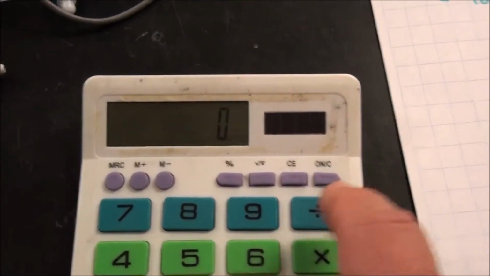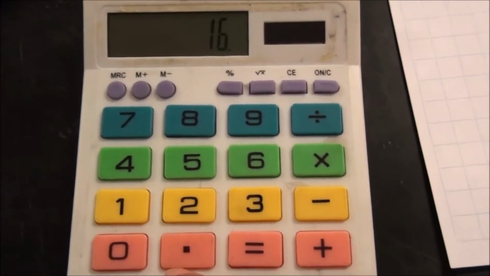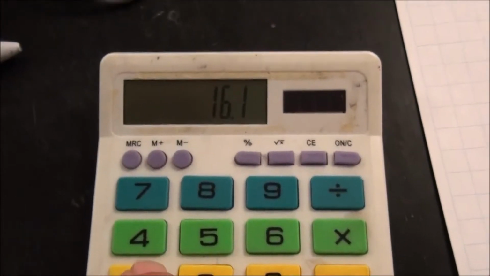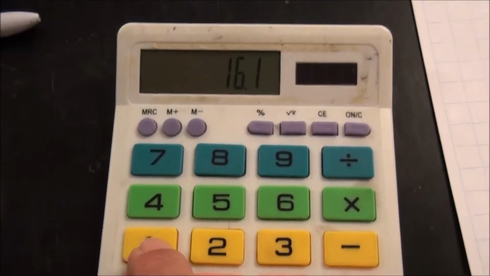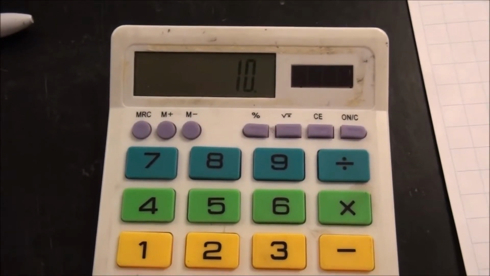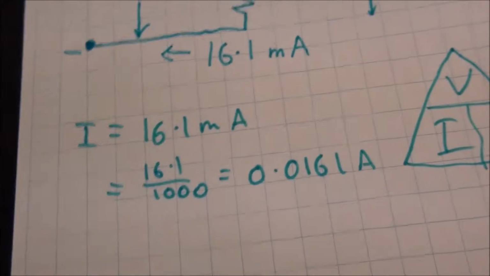Okay. Now let's prove that on the calculator. So, turning on, 16.1 divided by 1000, equals, there we are, the same number. Alright.